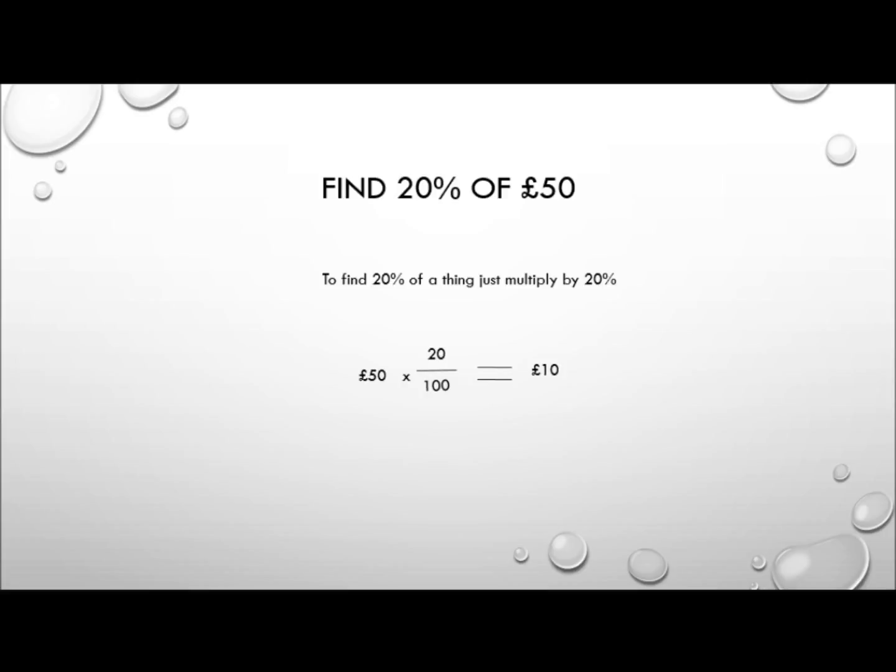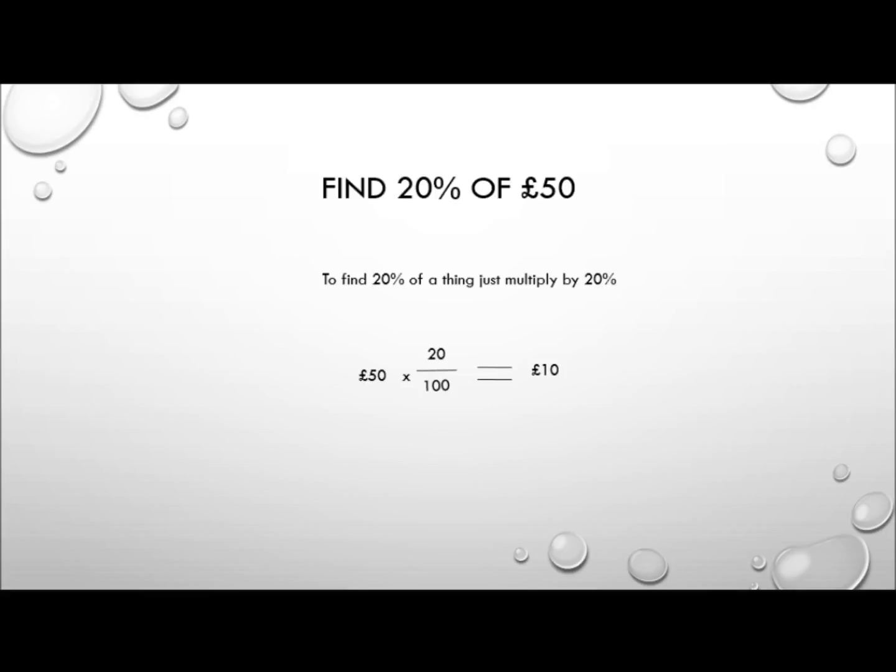So £50 times 20% is just £50 times 20 over 100. We remember that 20% means 20 over 100. It's just a fraction out of 100. So 50 times 20 over 100 is just 5 times 2, which is £10.